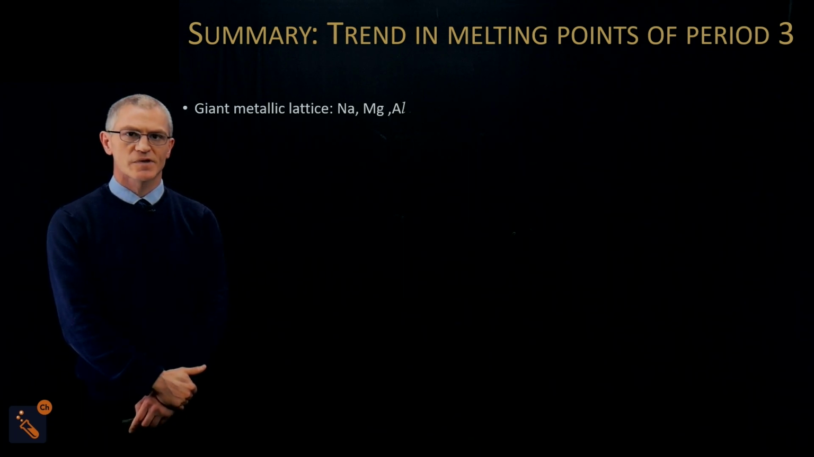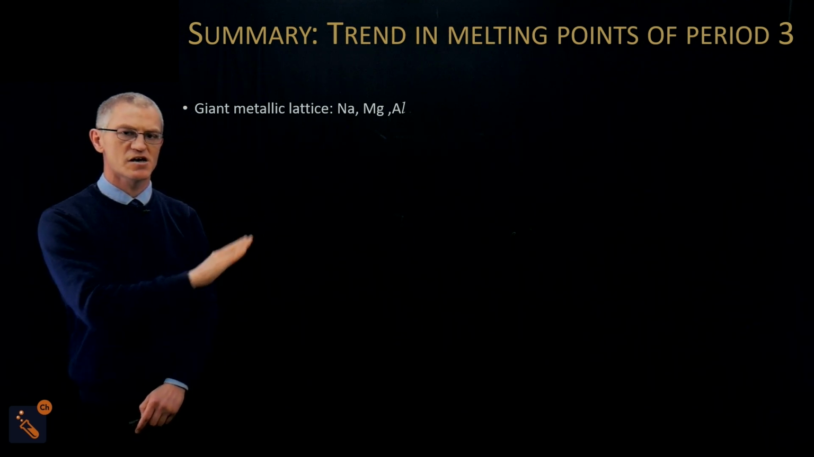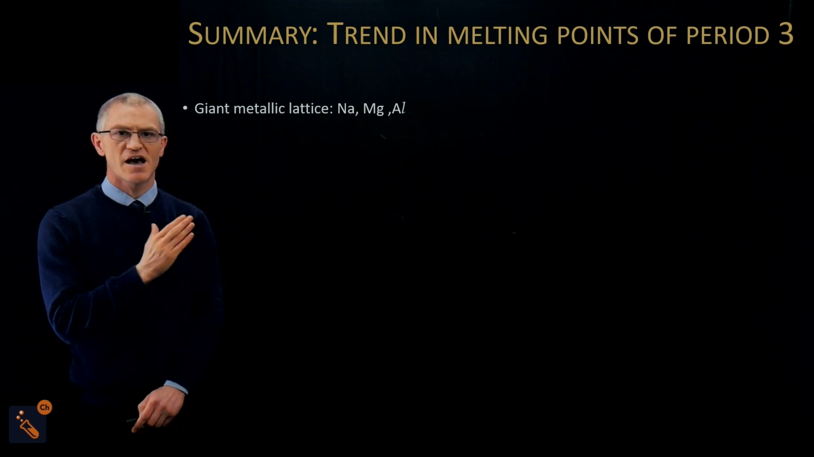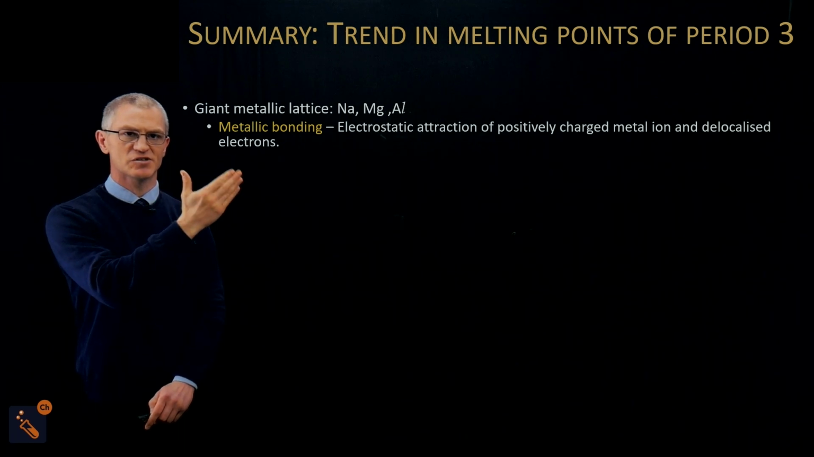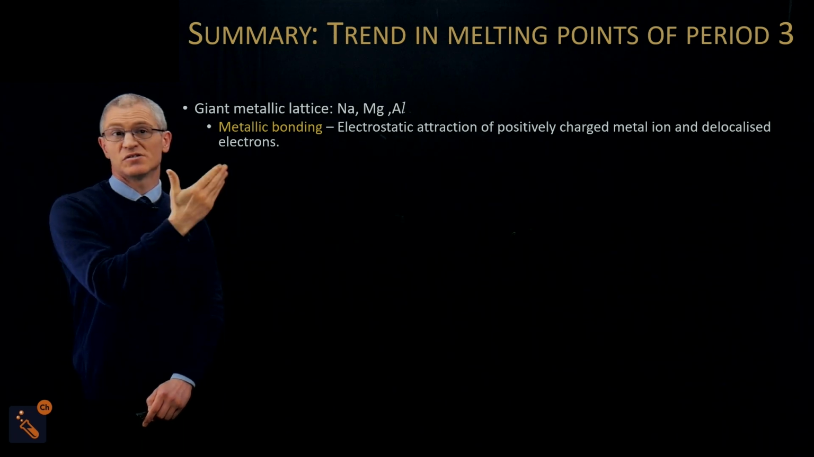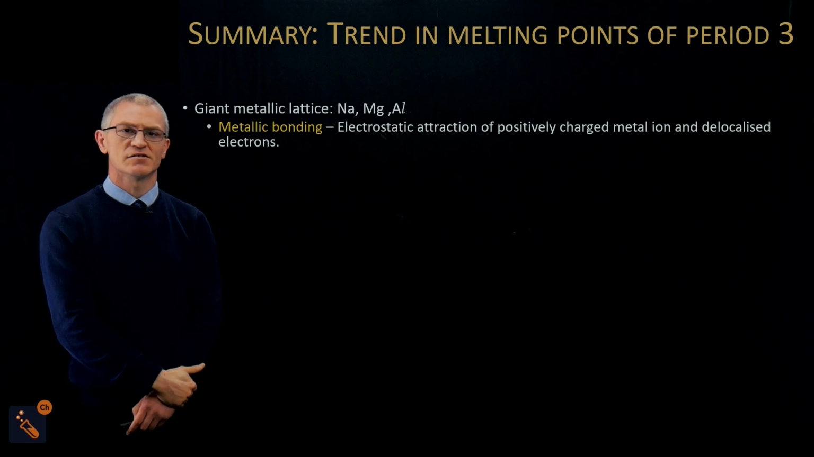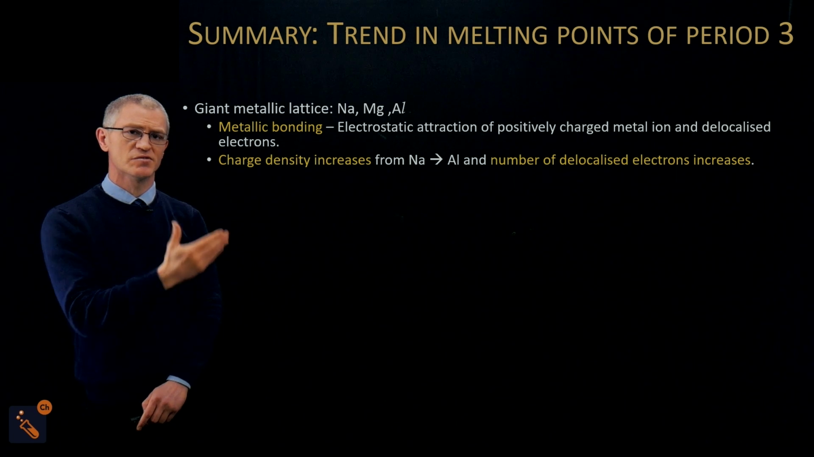So let's talk about the first part. As we went across, remember the graph at the start. We had sodium, magnesium, aluminium, and we know that that's a giant metallic lattice, and therefore we give our definition of metallic bonding. That is a positively charged metal ion and delocalized electrons, or you can just say positively charged ion, it doesn't really matter. And delocalized electrons.